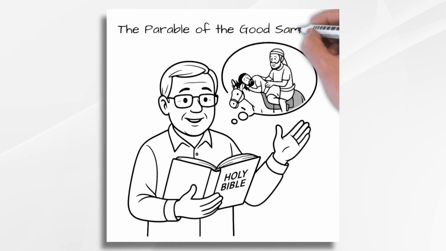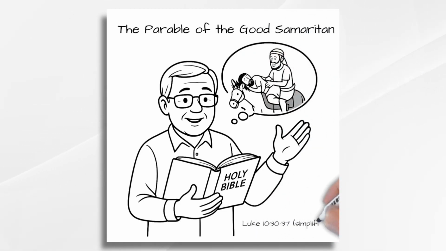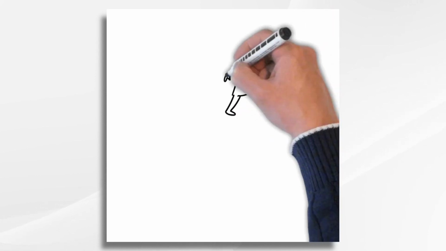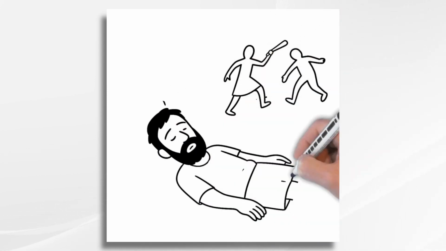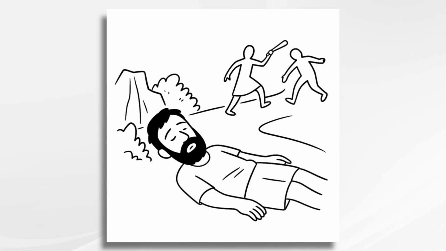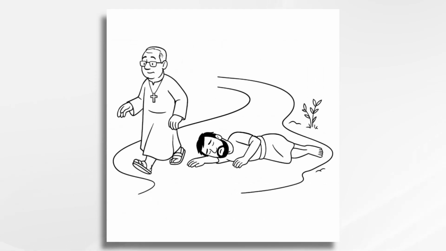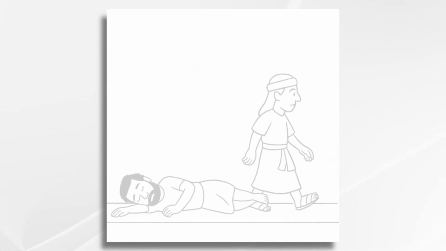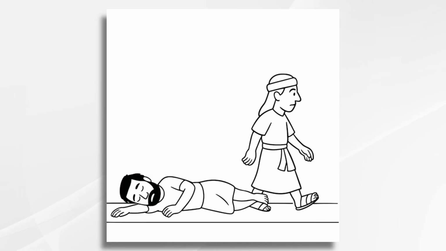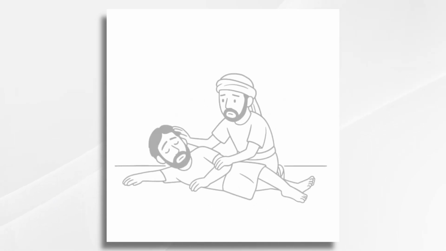The parable of the Good Samaritan, Luke 10:30 to 10:37. A man was traveling along a road when robbers attacked him. They took everything and left him badly hurt. A priest came by but crossed to the other side of the road. Then a temple helper did the same. Finally, a Samaritan came along.